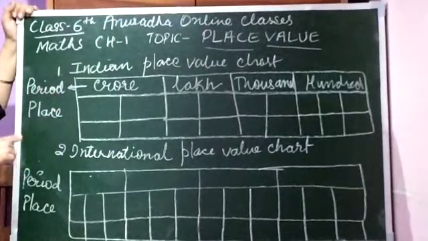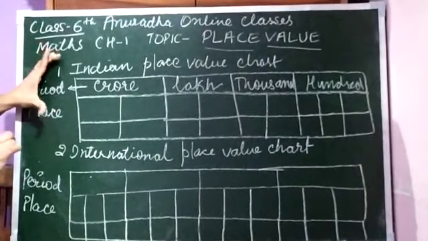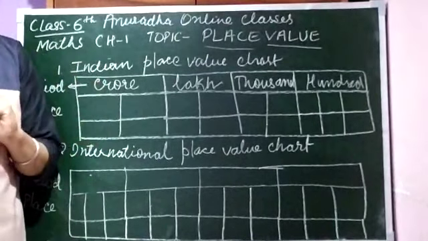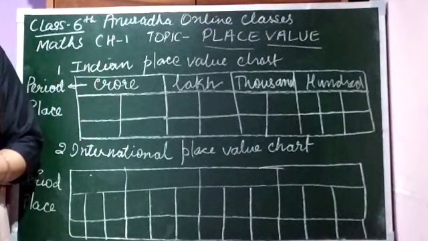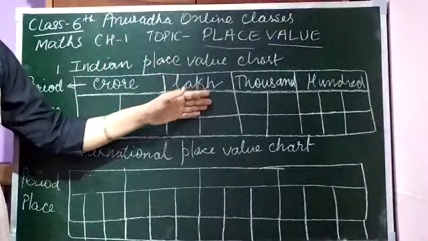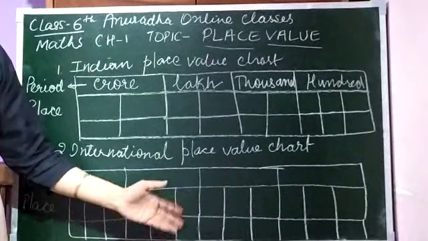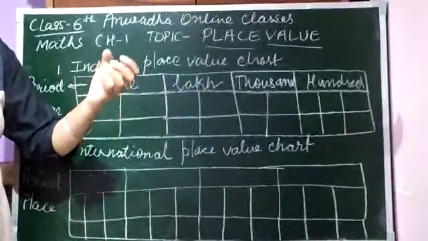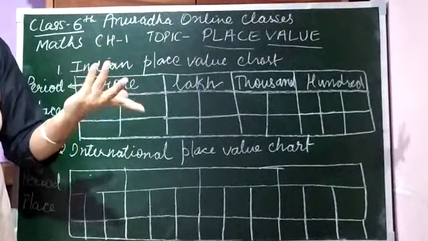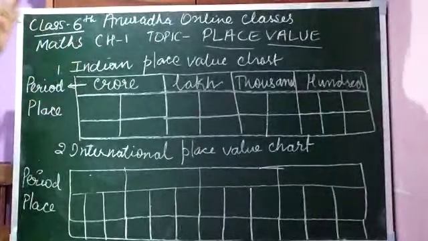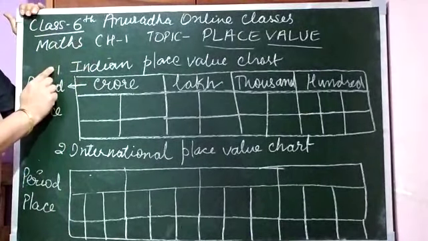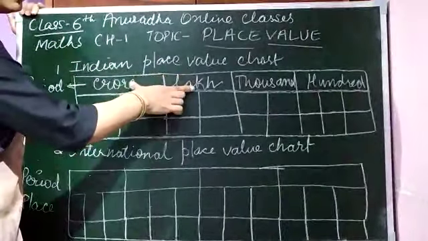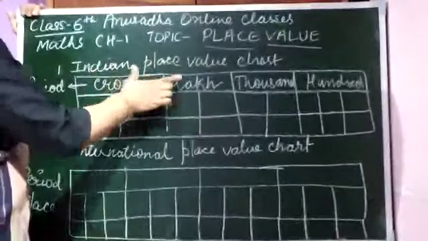Whenever we are discussing place value, two things come into our mind. Here we have to write that in the Indian place value chart or in the international place value chart. We write it in a chart so that it is easier to name and identify whether it is a larger number of 5 digits, 6 digits, 7 digits, 8 digits, or 9 digits. So let us see the first system, that is the Indian place value system, which is described under the Indian place value chart.